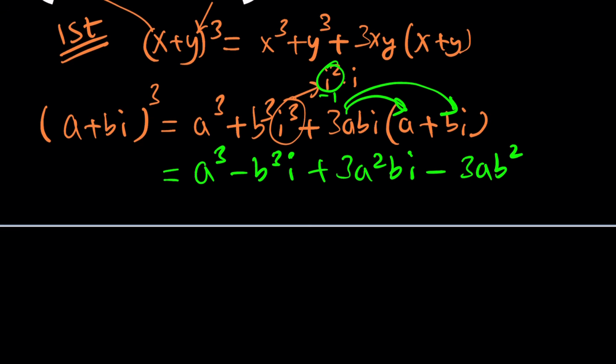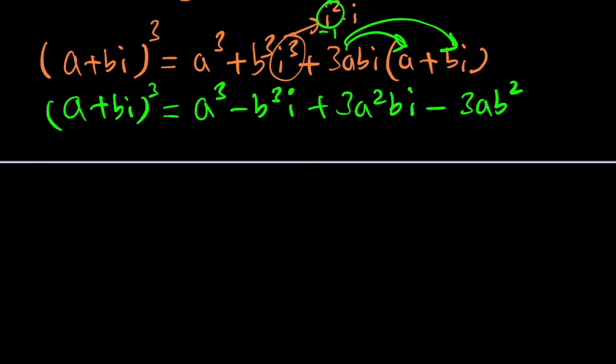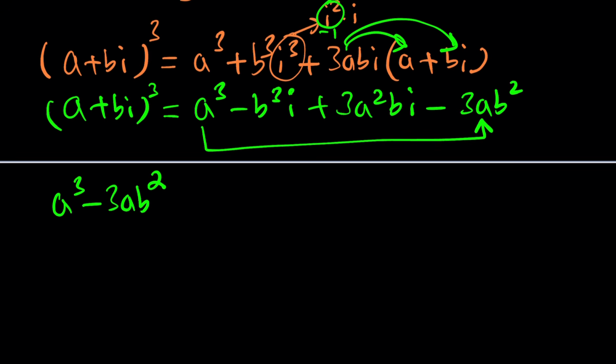Now this is (a plus bi) to the third power. Let's go ahead and rearrange the terms to make it a little simpler. I'm going to put these two together: a cubed minus 3ab squared, that's the real part. And the imaginary part actually comes from here and here. So I'm going to write it like 3a squared b minus b cubed. That's going to be my imaginary part.